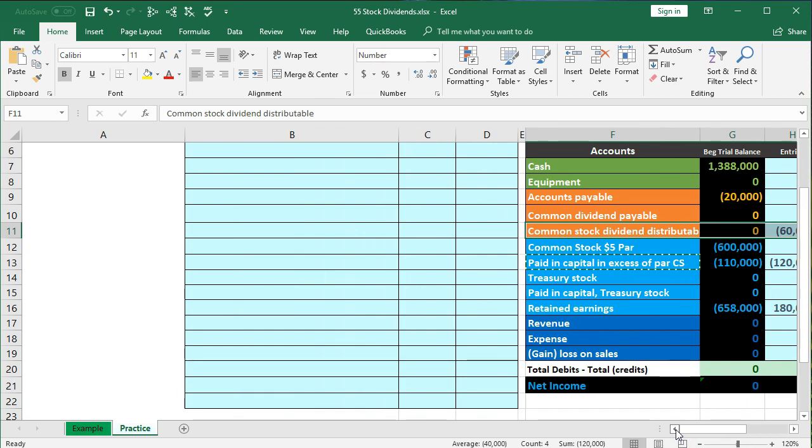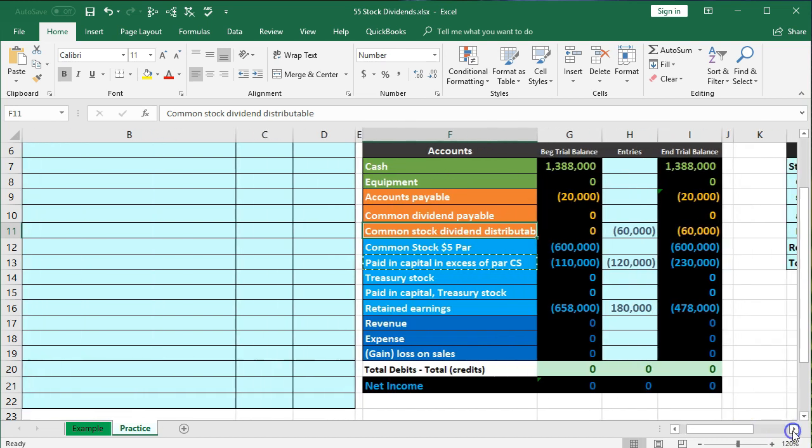Is cash affected? No. We're going to distribute common stock. That's what's going to happen. And so the distributable amount, the liability, is going to go down. So we owe $60,000, not cash, but common stock. We're going to make it go down, doing the opposite thing to it, a debit.